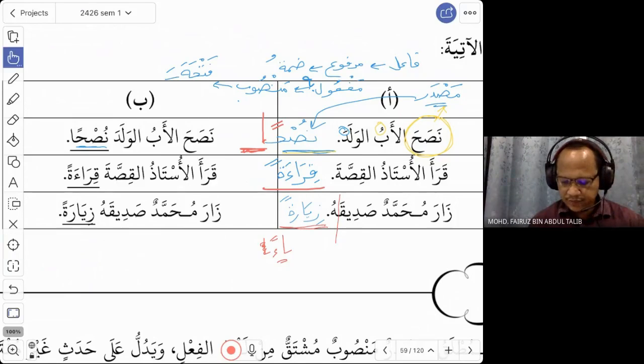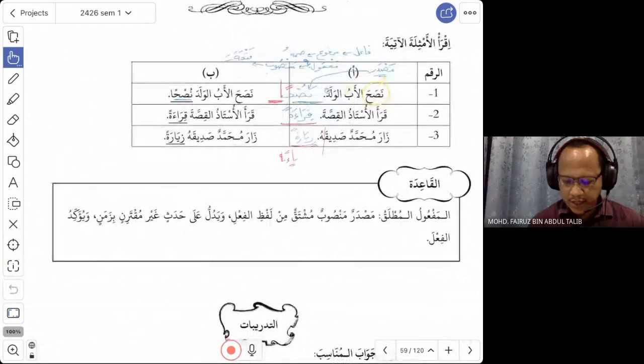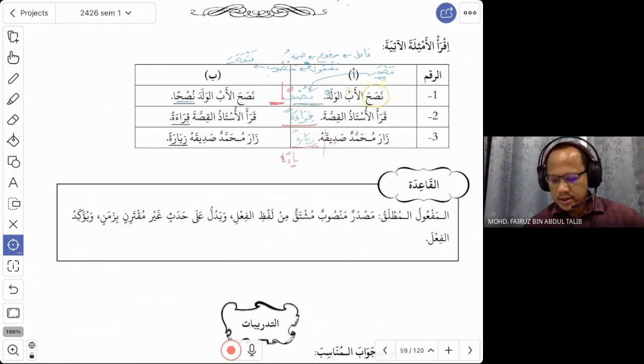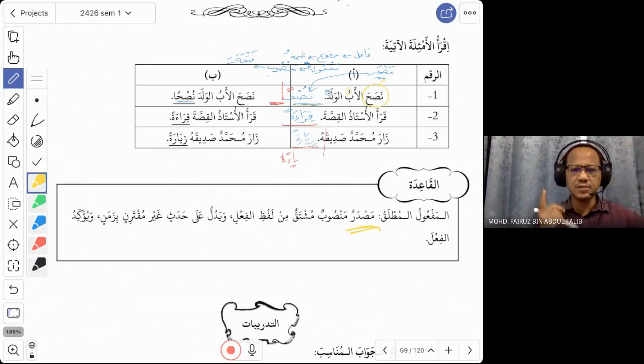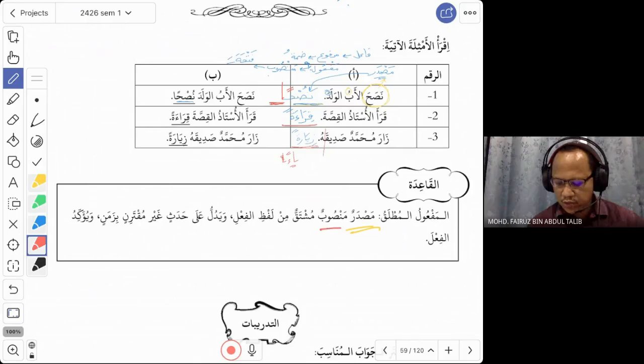Let us go to the al-qa'idah now. Al-maf'ul mutlaq. What is maf'ul mutlaq? Maf'ul mutlaq is this masdar. So highlight this: maf'ul mutlaq is masdar. You must use a masdar. You cannot use any other noun or any other word. It must be masdar. Number two, the hukum of the word maf'ul mutlaq is always mansub. It cannot be marfu or majrur. So it ends with a fathah. Masdar, mansub.